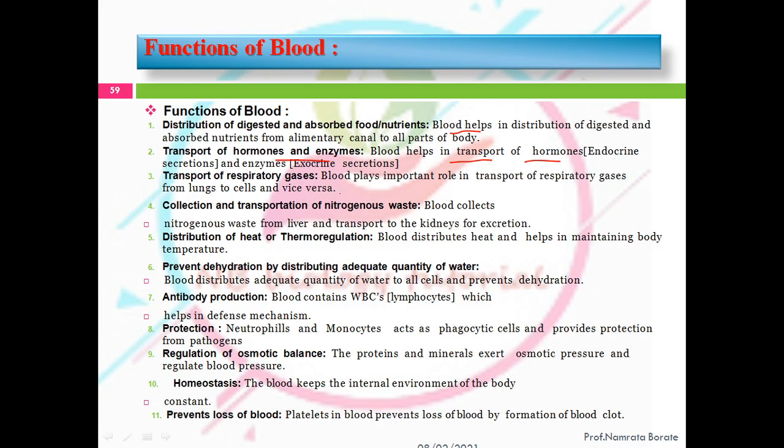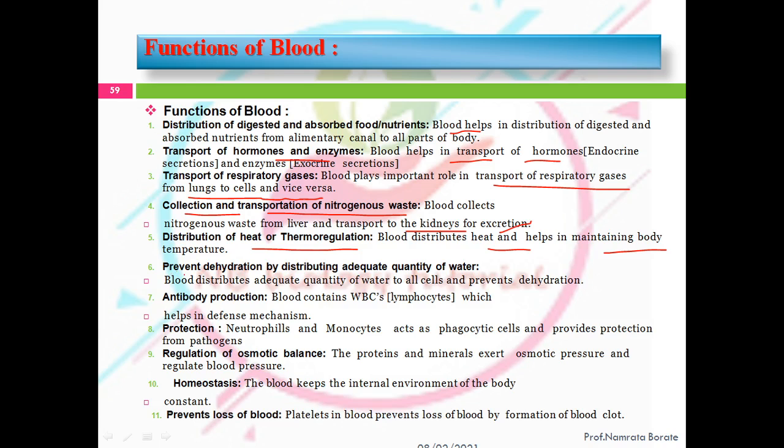The third is the transport of the respiratory gases, which means the blood plays a very important role in the transport of the respiratory gases from lungs to cells or from cells again to the lungs. The fourth function is the collection and the transportation of the nitrogenous waste. That is, the blood collects the nitrogenous waste from the liver and transports it to the kidney for excretion. Next one is the distribution of the heat and thermoregulation. Means the blood distributes the heat and helps in maintaining the body temperature.